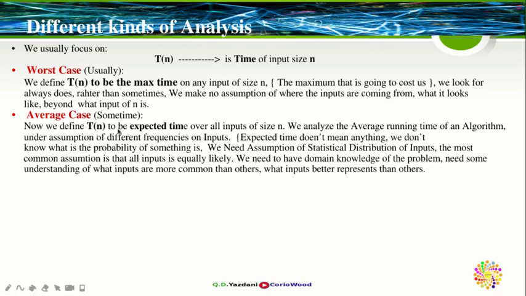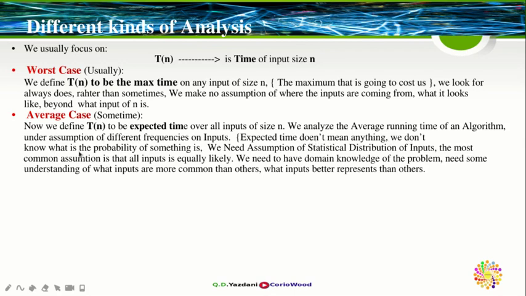Now we define T of n to be the expected time over all inputs of size n. So this is the expected time for size n. We analyze the average running time of an algorithm under an assumption of different frequencies of inputs. Expected time doesn't mean anything. So sorry for the typo here. I forgot the S. So it just doesn't mean anything.